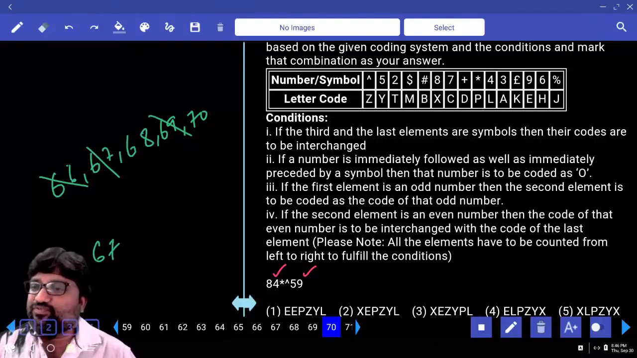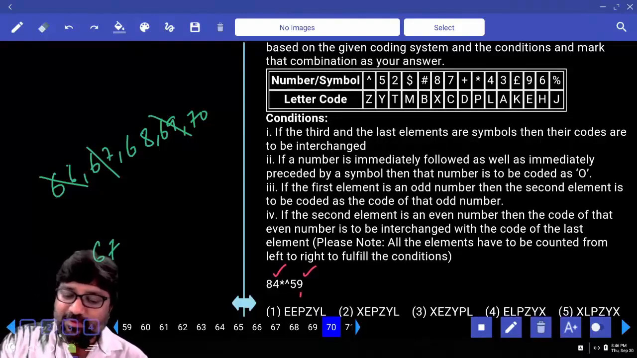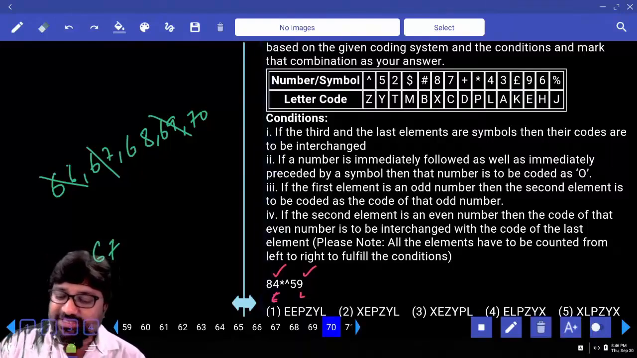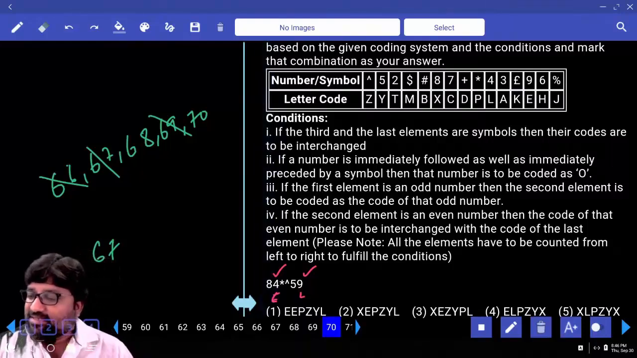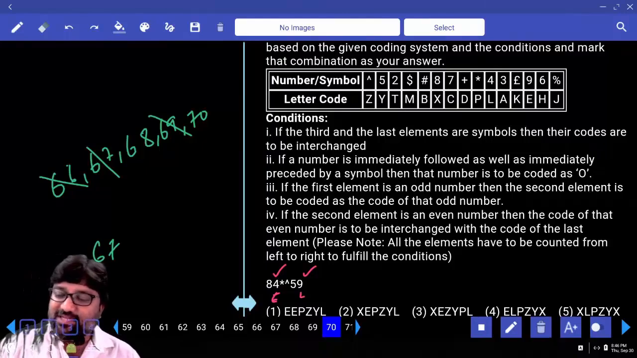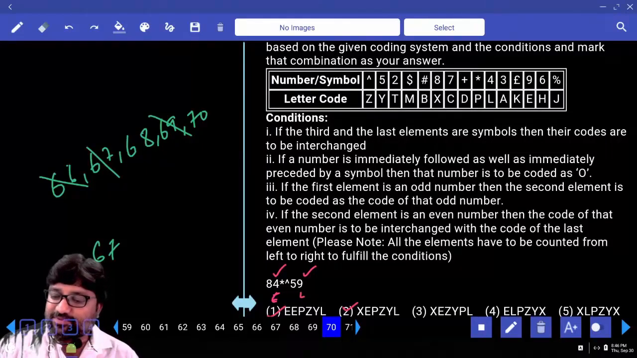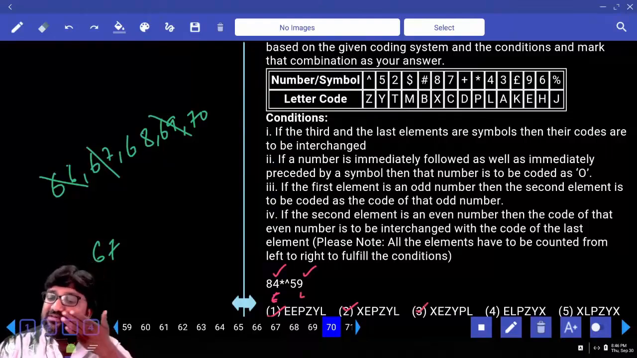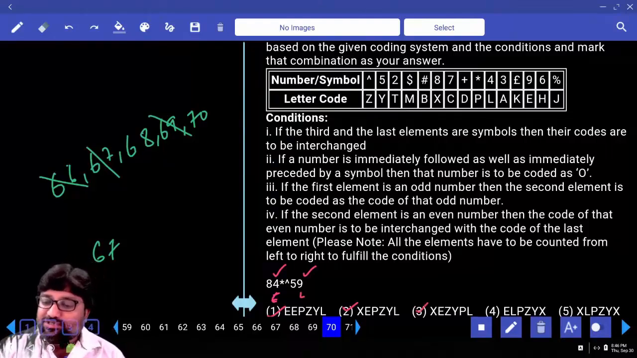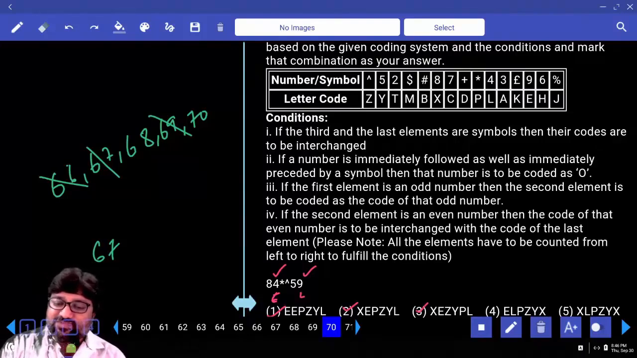What is the code for 4? L. What is the code for 9? E. Second place E, last place L. Second place E, last place L. How many possibilities? 1, 2, 3 possible. Is this clear? Okay. Now what should I do? First is 8. What is the code for 8? X. So the first option is cancelled.